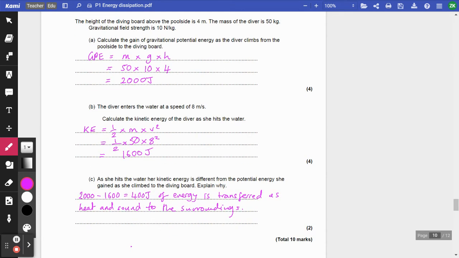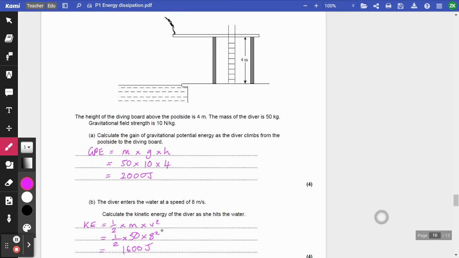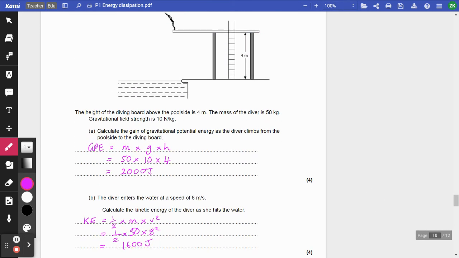Okay, so what is the kinetic energy for the diver when they enter the water? That's 16,000 joules. So it's a half times 50 times by 8 squared. So 16,000 joules. 1 mark for the formula, 1 mark for the working out, 1 mark for the answer, 1 mark for the unit.